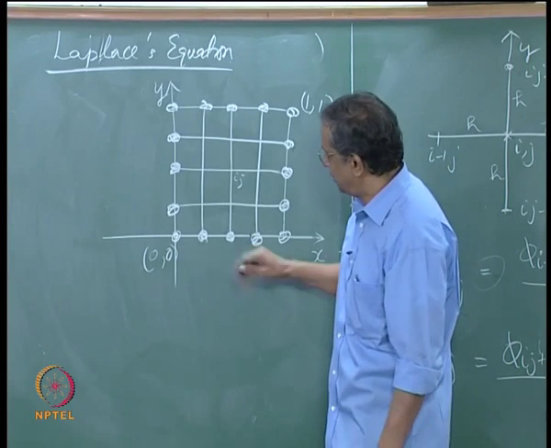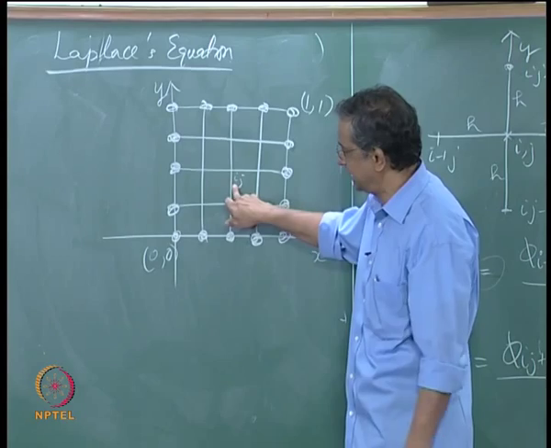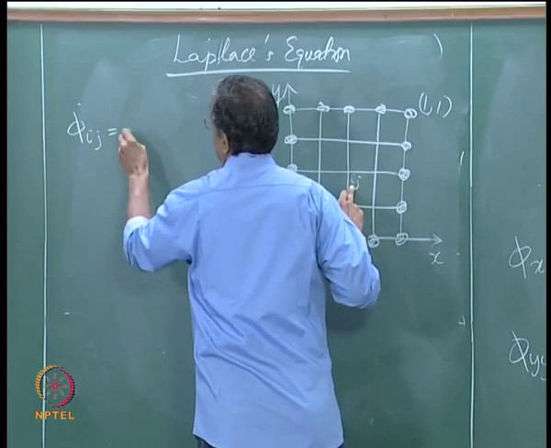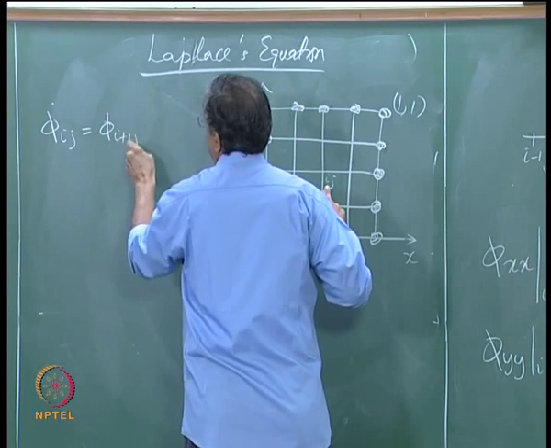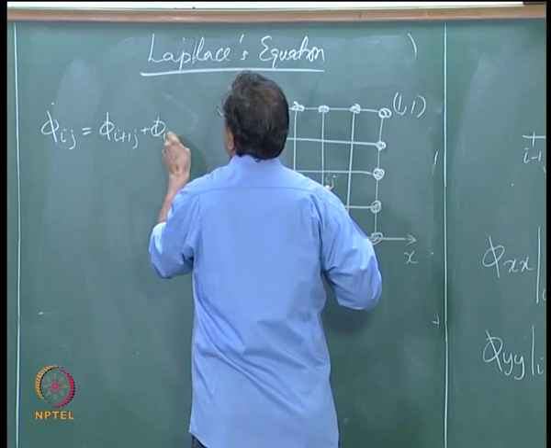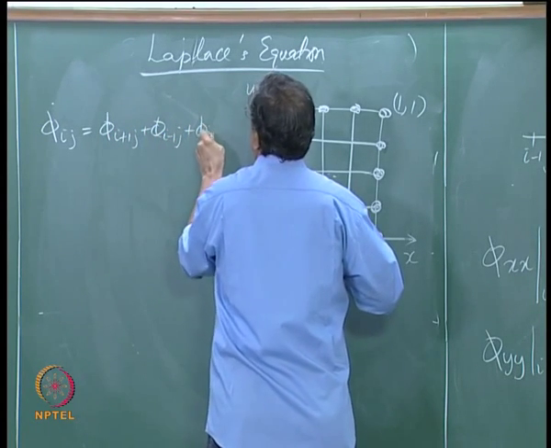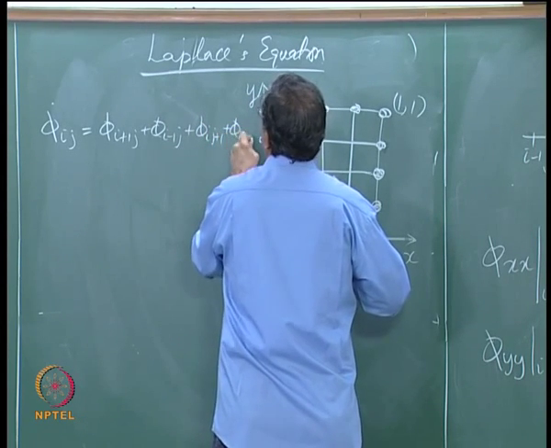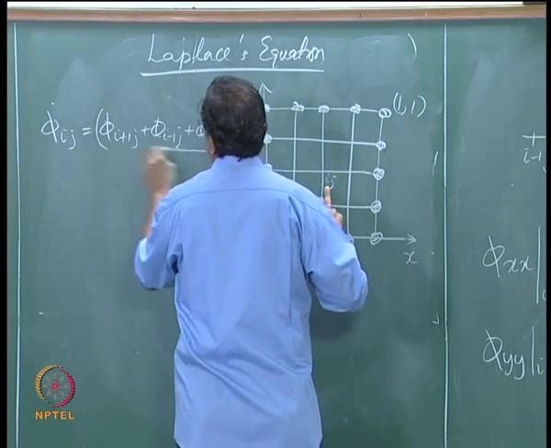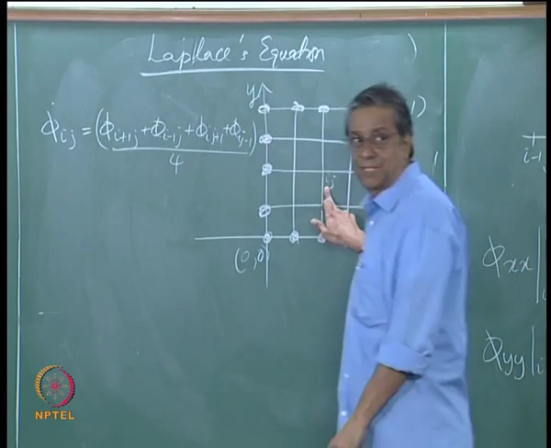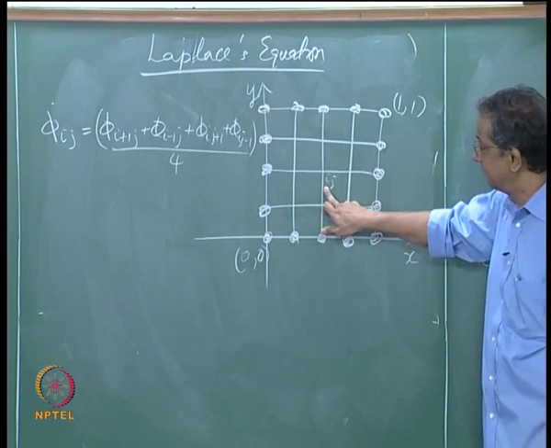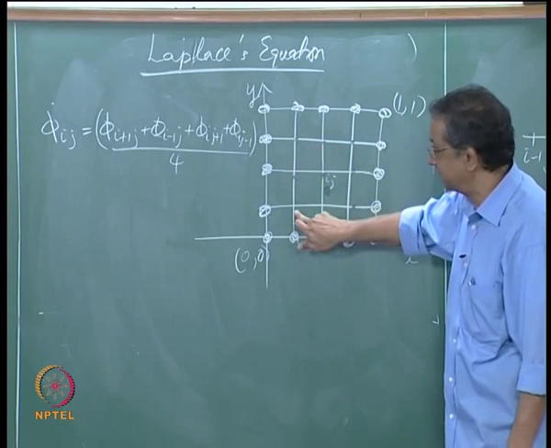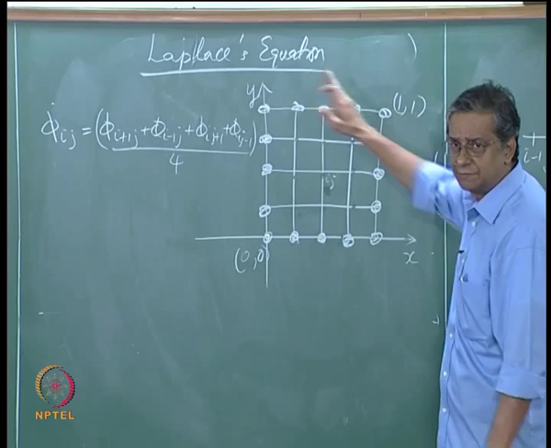So what you can do now is at any given point ij, you just repeat this. So phi ij is phi i+1,j, phi i-1,j, phi i,j+1, phi i,j-1, divided by 4 here, but you know you have to multiply by 0.25. You just repeat this process for every interior node. The conditions on the boundary are given.